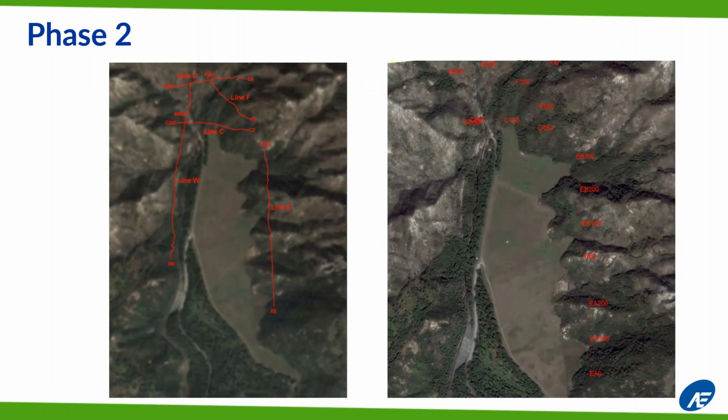What you see on the left is a satellite image of the project area. We just used Google Earth and we drew lines for the electromagnetic and magnetic lines, and that's what you see on the left. And on the right image are the ERT lines.